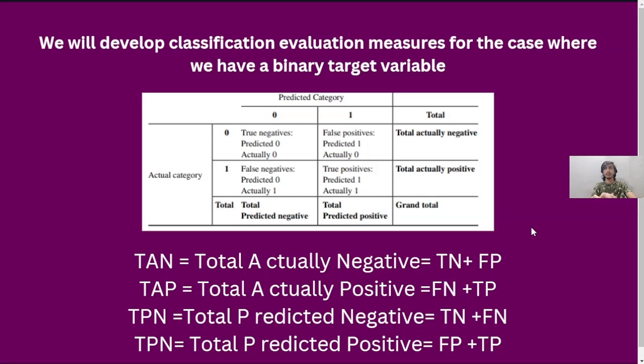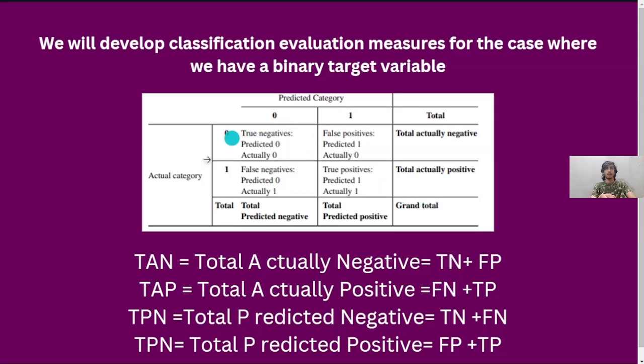For example, suppose we are trying to predict income. Here is the table. We have the actual category and the predicted category. Actual represents the actual data, and predicted is what our model predicted. So we have true negatives, where predicted is zero and actually zero. So: true negative, false positive, false negative, and true positive.